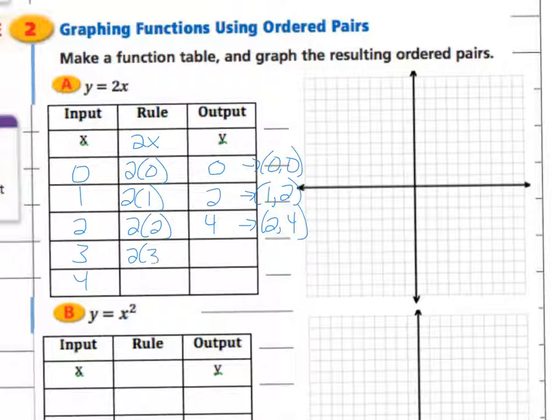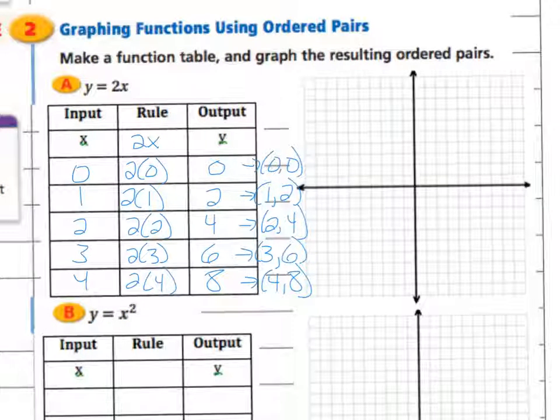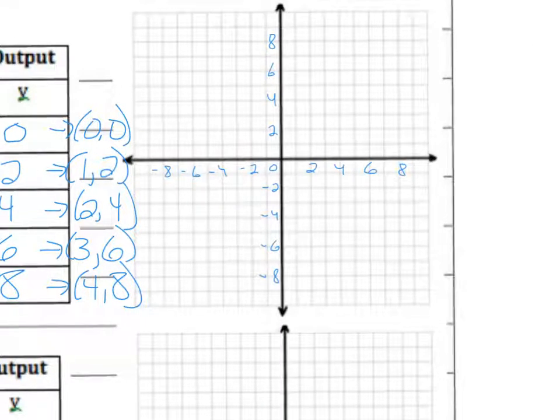2 multiplied by 3 would be 6. So when I put in 3 for x, I got out 6. And 2 multiplied by 4 is 8. So when I put 4 in for x, I got out 8. All right, I set up the graph. You need to pause and set up your graph for yourself. And now I'm going to graph the points that were on my table.